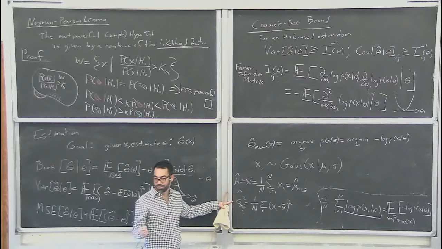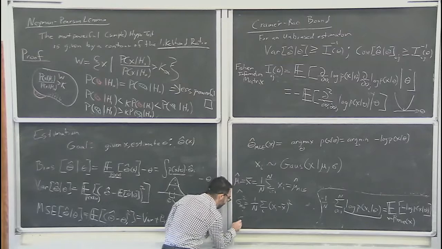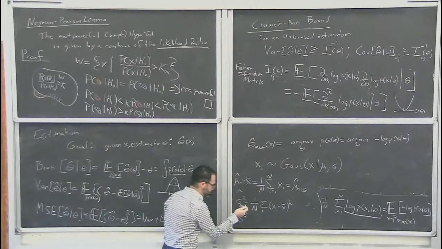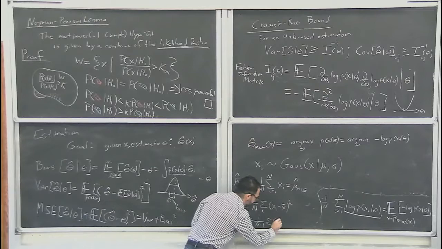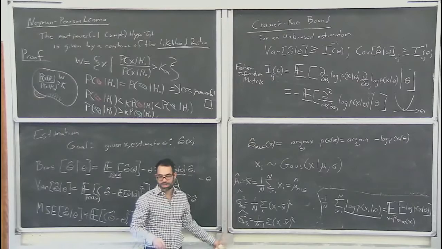To fix that up, people use this other estimator, sigma squared hat, which is equal to 1 over n minus 1 times the same sum of xi minus x bar squared. So this estimator is unbiased, but it was kind of fixed up by hand.